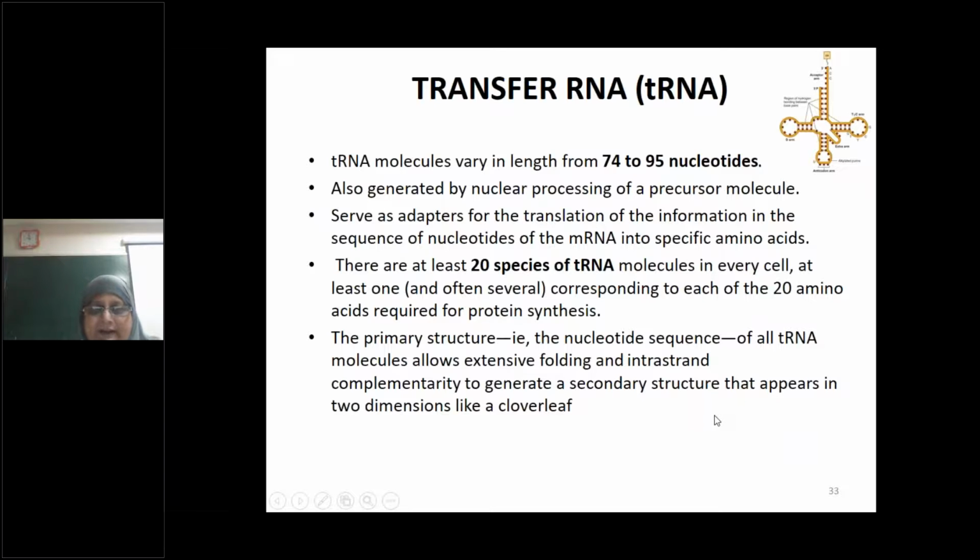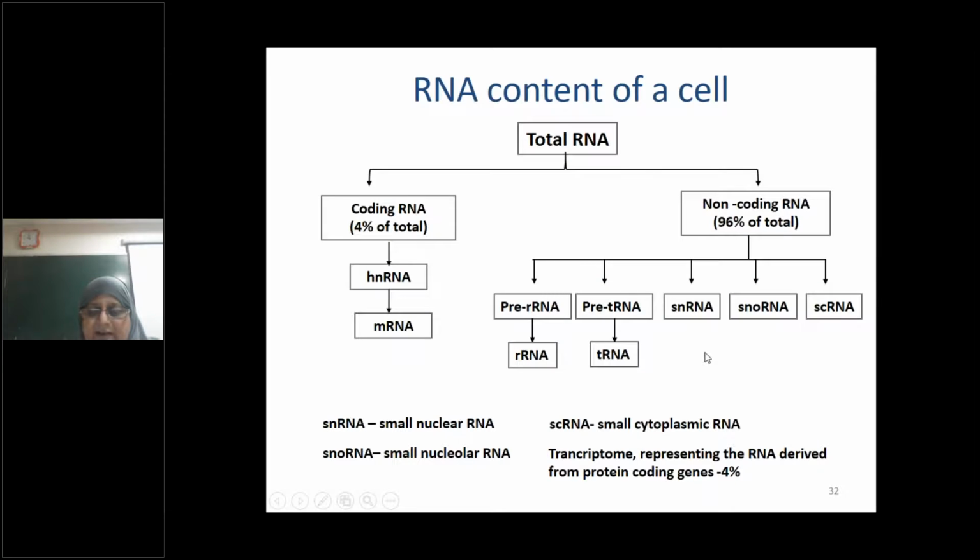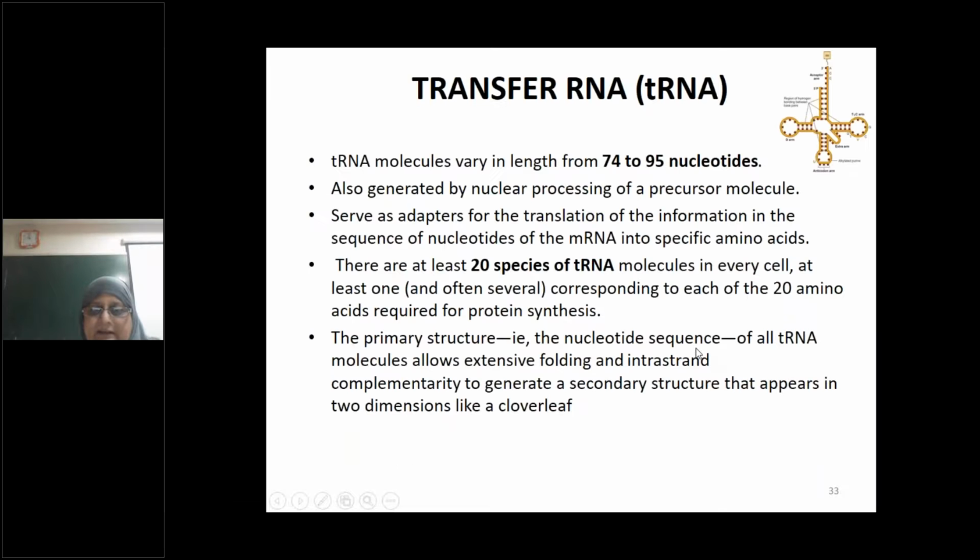Now, as you have already read, the transfer RNA consists of around 74 to 95 nucleotides. This is also generated by nuclear processing of a precursor molecule that we have also seen, the pre-transfer RNA. The function of transfer RNA is that it translates the information of the nucleotide sequence in the messenger RNA into specific amino acids. And there are at least 20 species of transfer RNA, corresponding to the 20 amino acids required for protein synthesis.